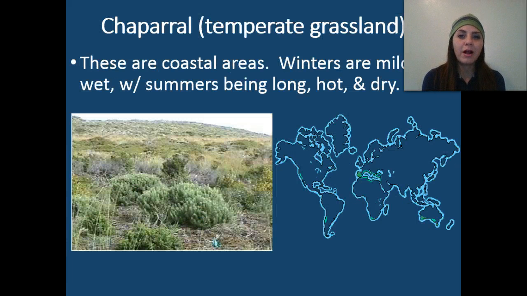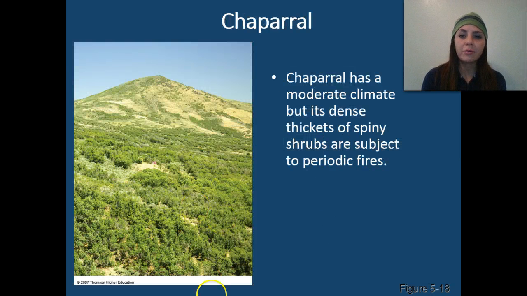And then we have our chaparral, which is also a temperate grassland. These are found in coastal areas. The winters are pretty mild and wet, with summers being very long, hot, and dry. The chaparral also has a more moderate climate, but it has dense thickets of spiny shrubs that are subject to periodic fires. Again, you're not going to see a lot of trees here either because the fires come through so frequently.